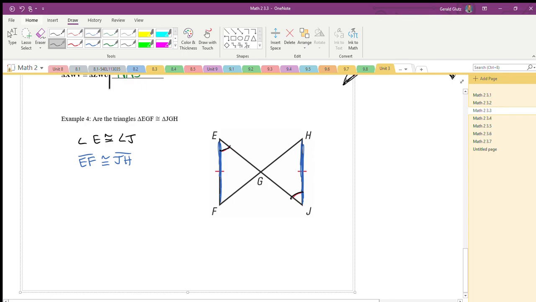So there's one other thing that we know. So hopefully I've mentioned this a few times throughout this unit, but we got two lines crossing each other. So whenever we have two lines crossing, we know that the opposite angles are vertical angles, which are congruent. So since we already used the one little arc, we need to use two arcs here. So that means angle EGF is congruent to angle JGH.